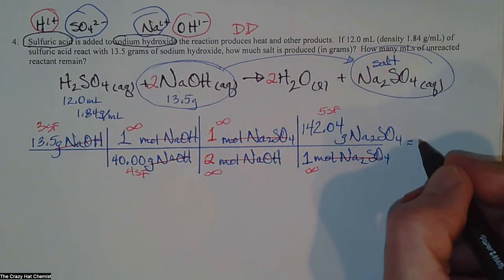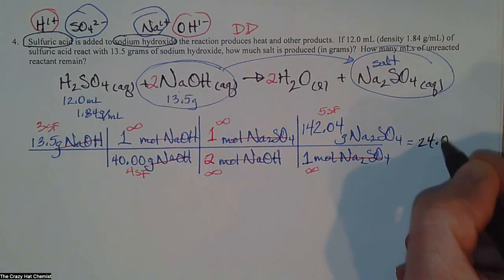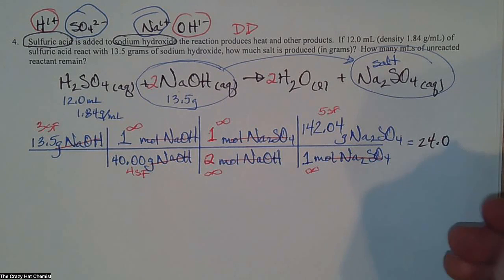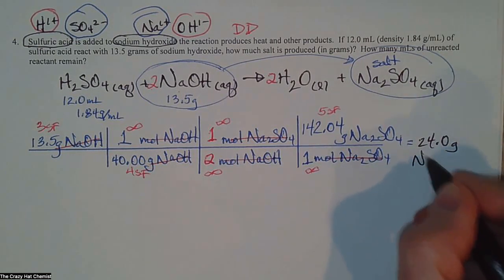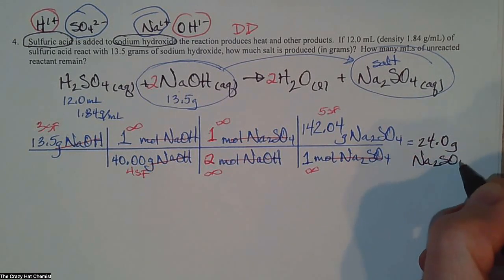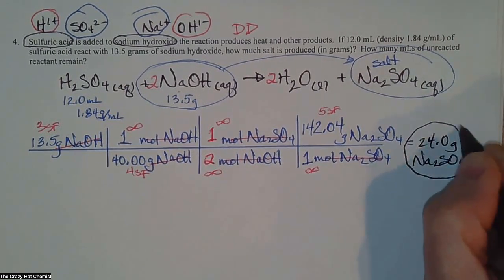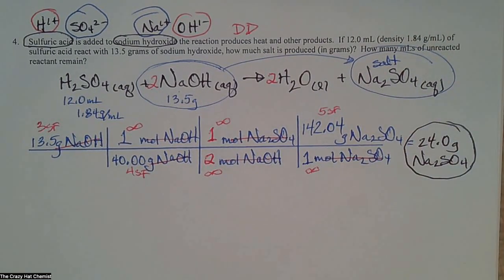So that will be 24.0, and the units are grams, and the formula is Na2SO4. So I'm going to circle that there like that. All right, fantastic. We are halfway done with the first part of this problem here.